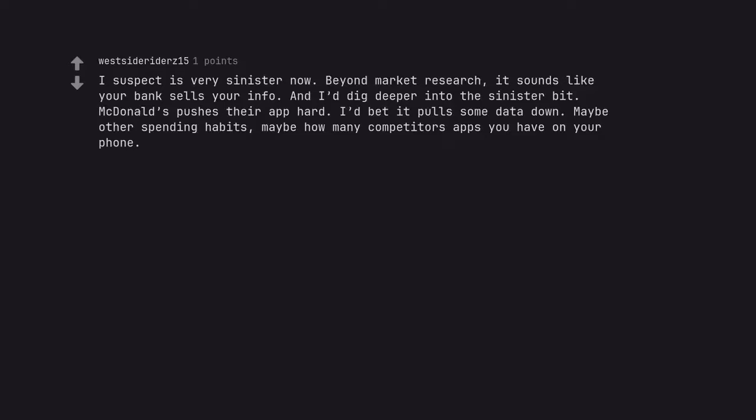The app knows all. I suspect it is very sinister now. Beyond market research, it sounds like your bank sells your info. And I dig deeper into the sinister bit. McDonald's pushes their app hard. I bet it pulls some data down. Maybe other spending habits, maybe how many competitors' apps you have on your phone.